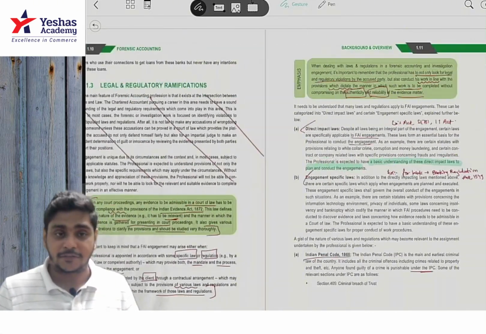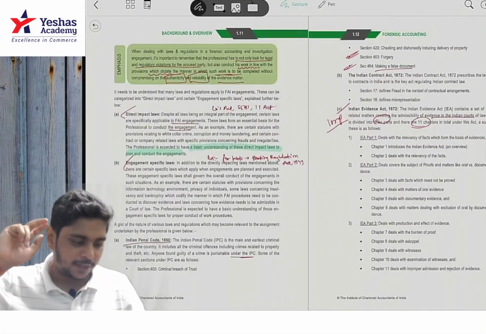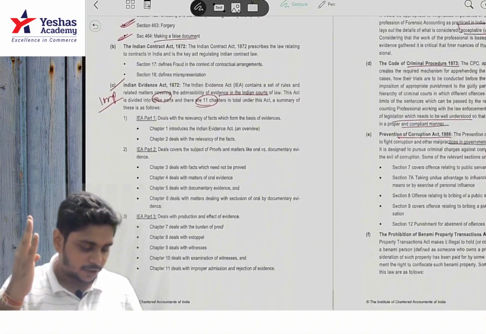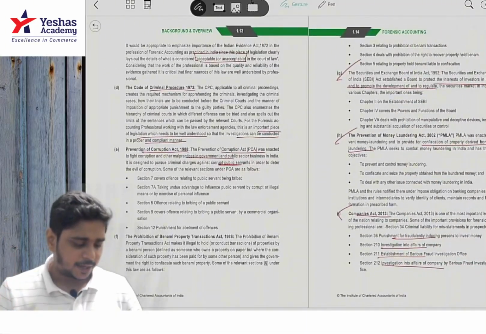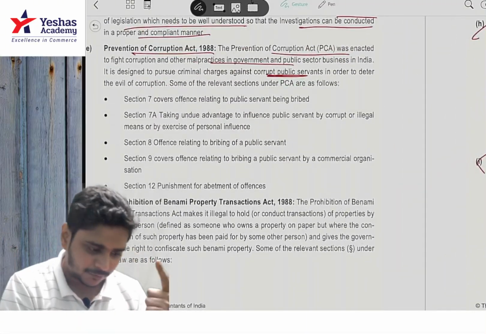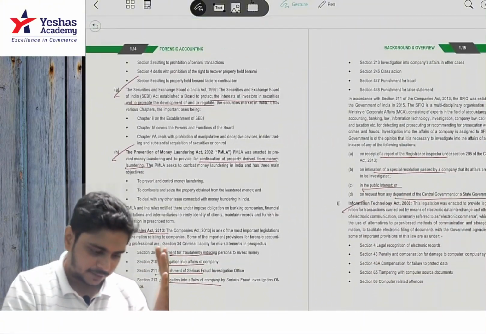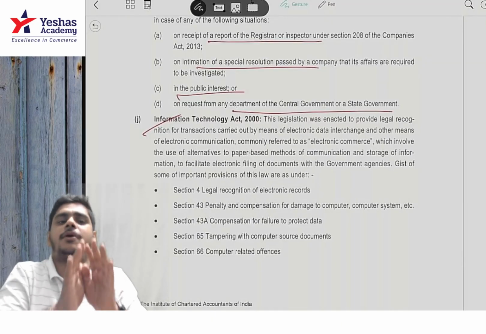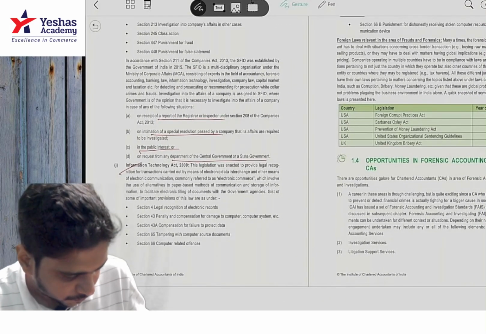So they can ask us to identify the odd man out or choose the right one. Indian Penal Code is there, IPC, Indian Contract Act, Indian Evidence Act, then POCA, Prevention of Corruption Act was there, then Criminal Procedure Code was there, Companies Act was there, Benami Act was there, SEBI was there, Money Laundering Act was there, and then Information Technology Act was there. So the knowledge of these 10 acts a forensic professional should have mandatorily. Okay.